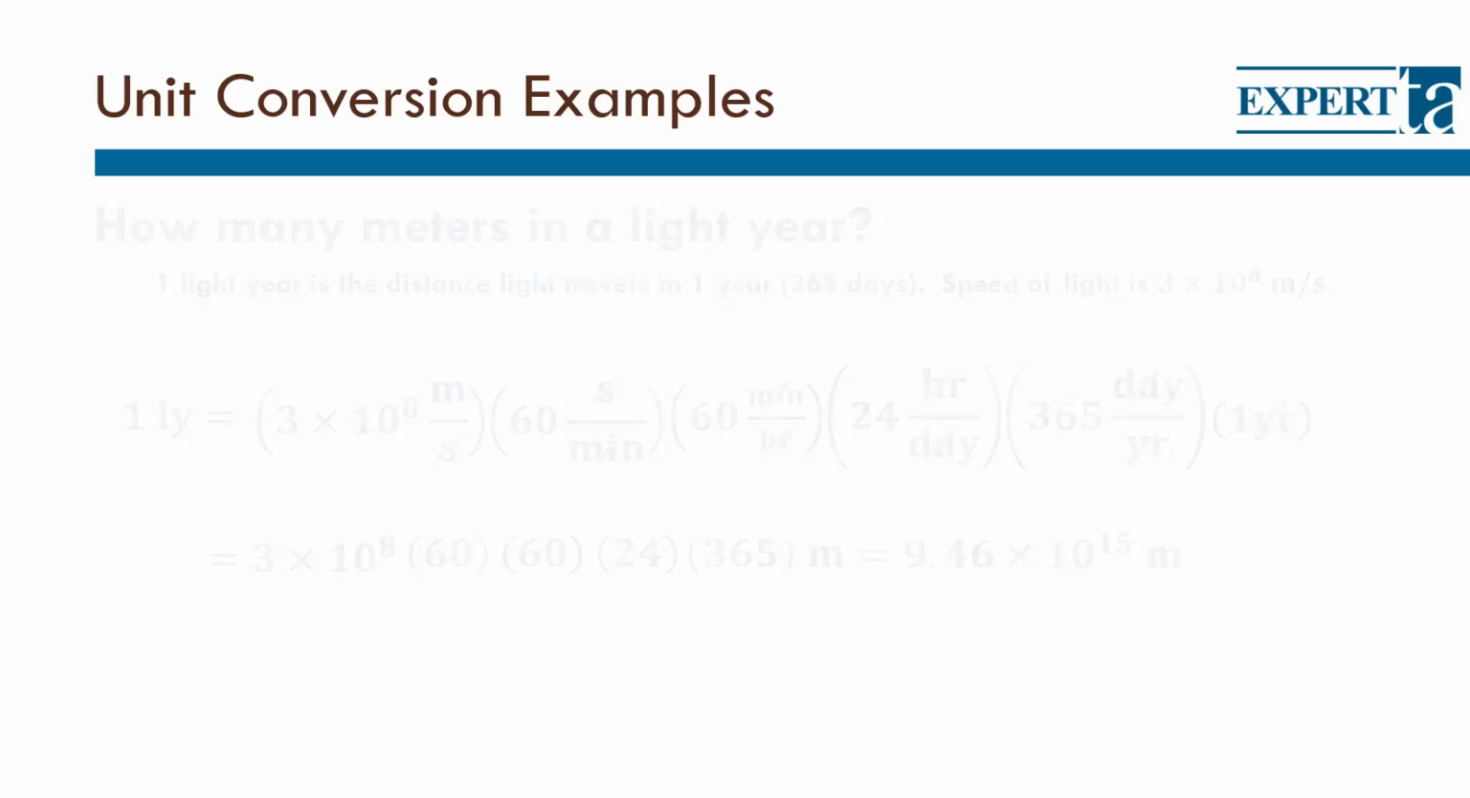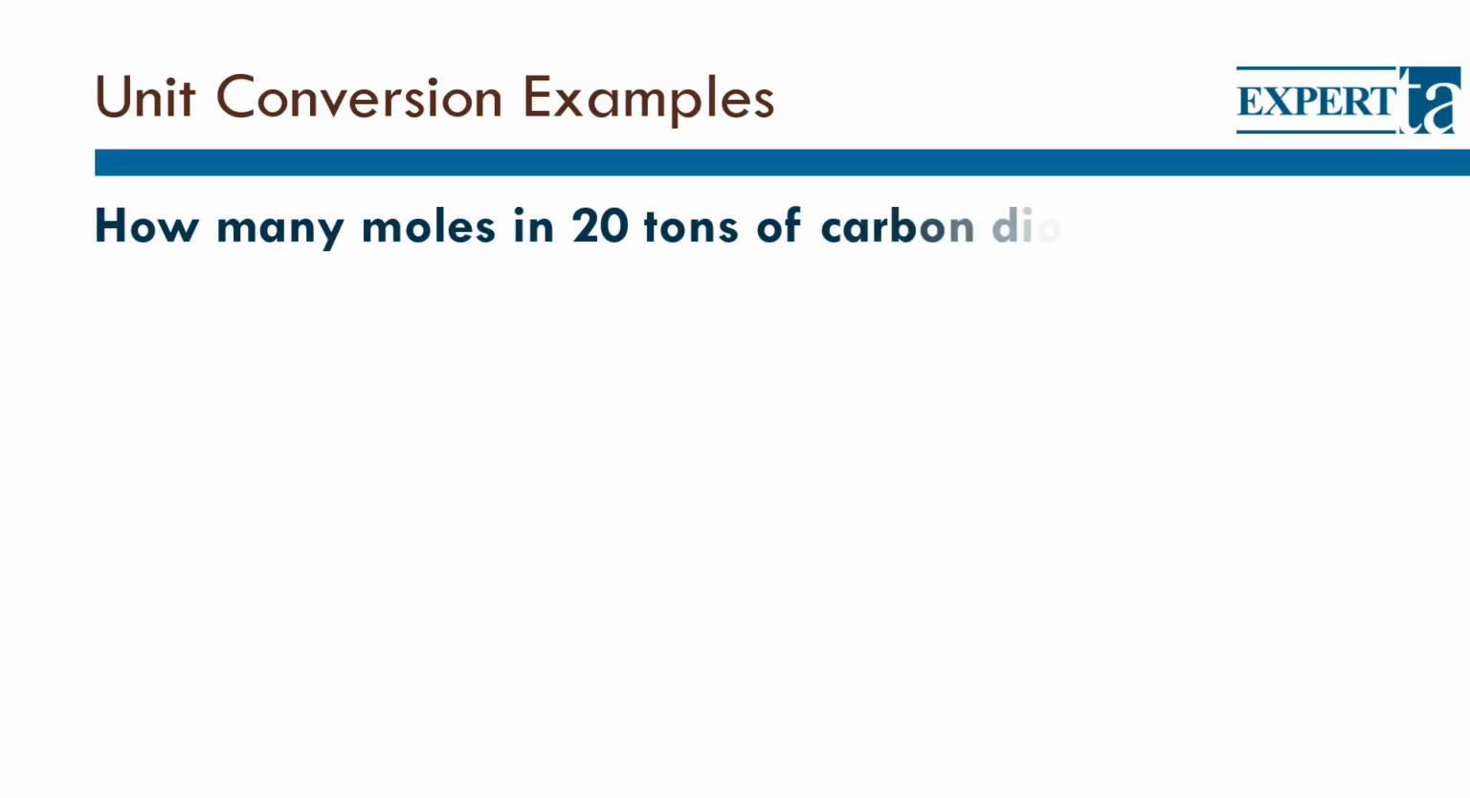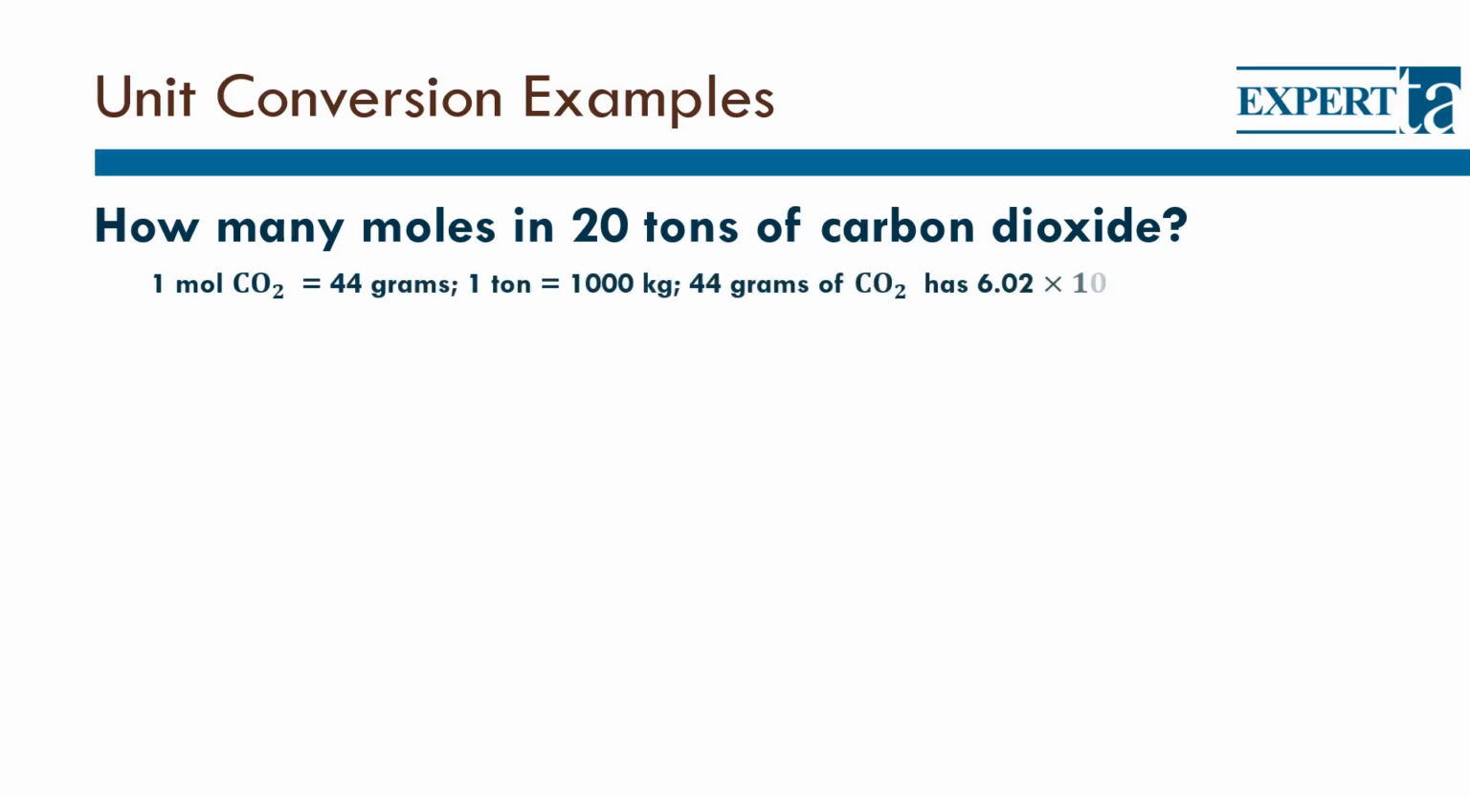Okay, so let's look at one final example. How many moles in 20 tons of carbon dioxide? And well, we don't know what moles are, but do we need to know? All we can use is units to find out the answer to this problem. So you're given that 1 mole of carbon dioxide is 44 grams, and so we have 20 tons of carbon dioxide. We want to find out how many moles in those 20 tons.